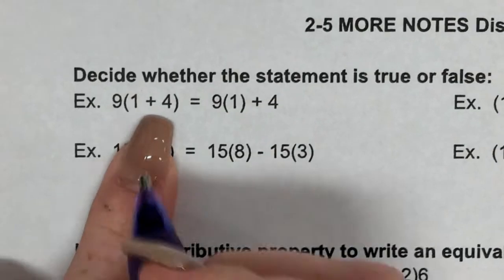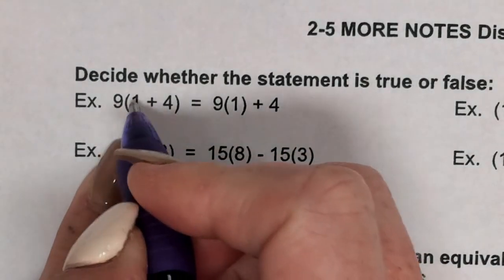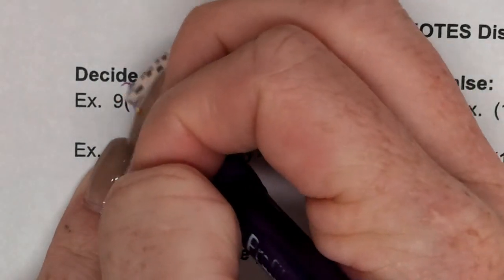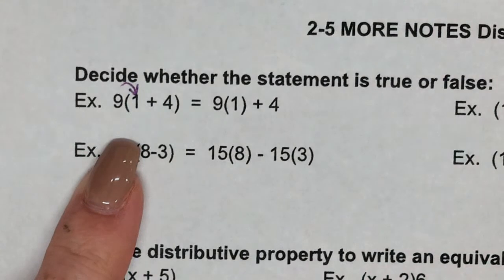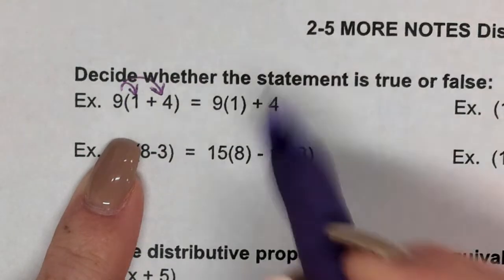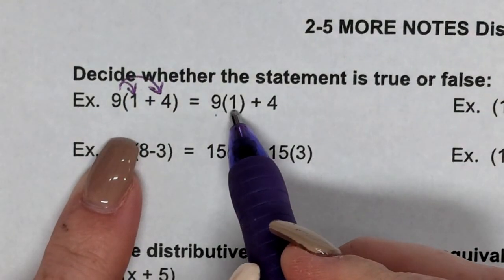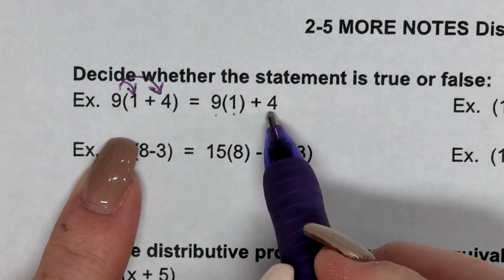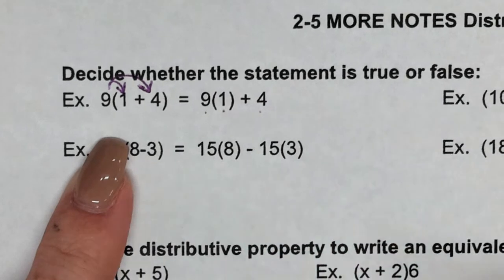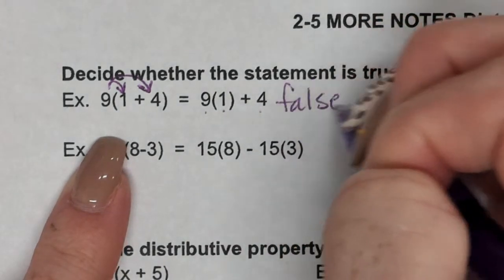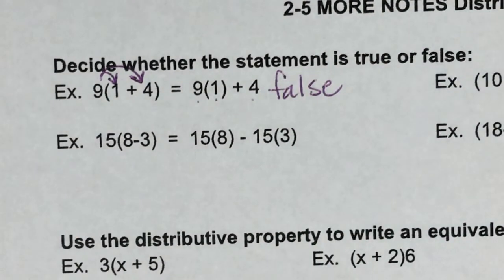All right, so everybody look at this example. What is 9 supposed to be distributed to? 1, and did they distribute the 9 to the 1? Did they distribute the 9 to the 4? No. So did they do this correctly? No. So my answer would be false. It did not happen correctly. So do y'all see how to do this?